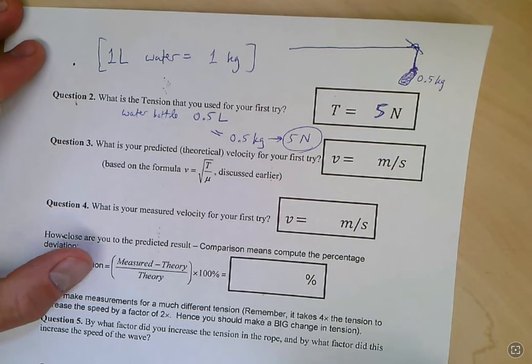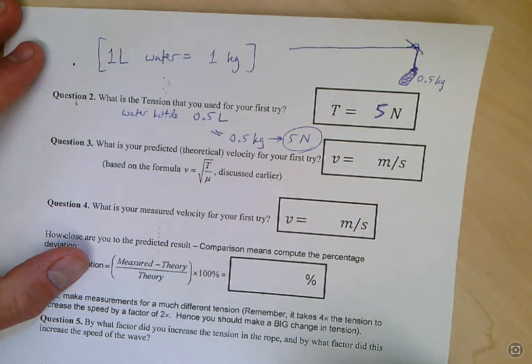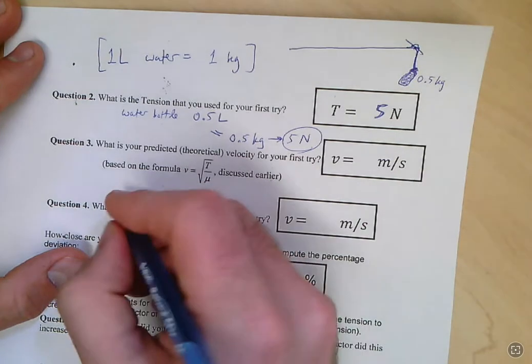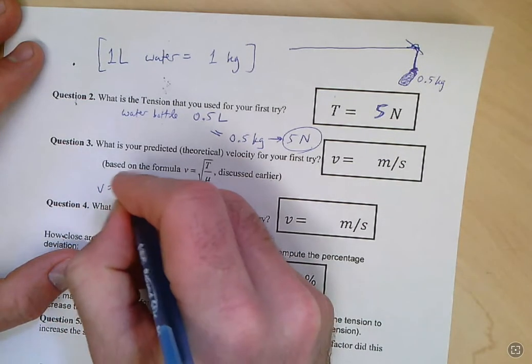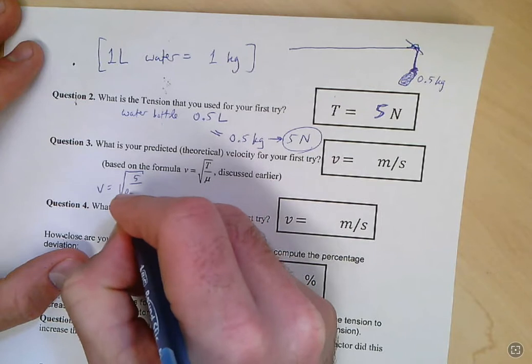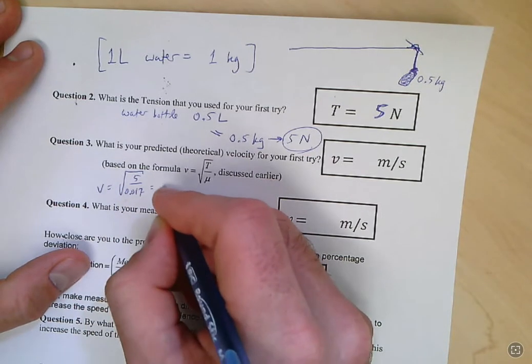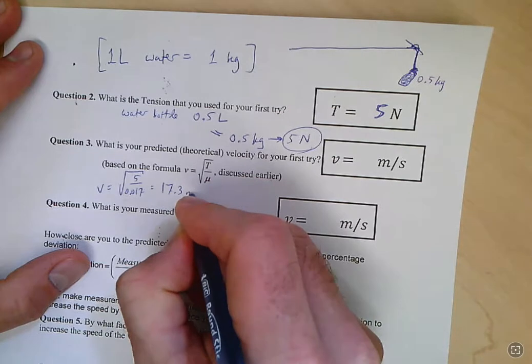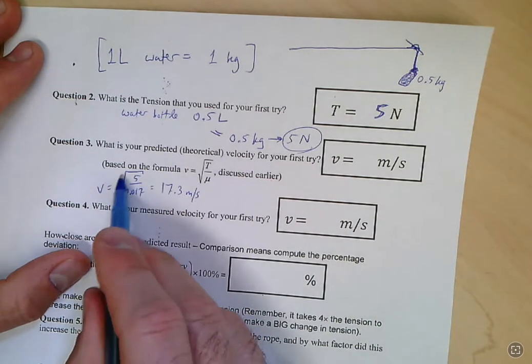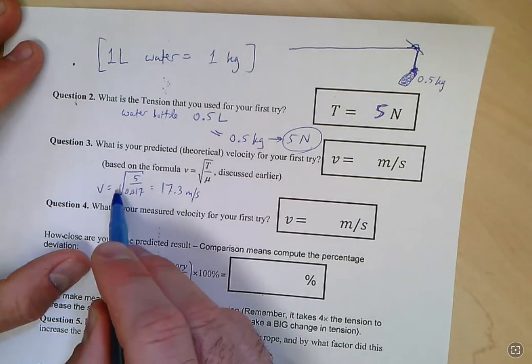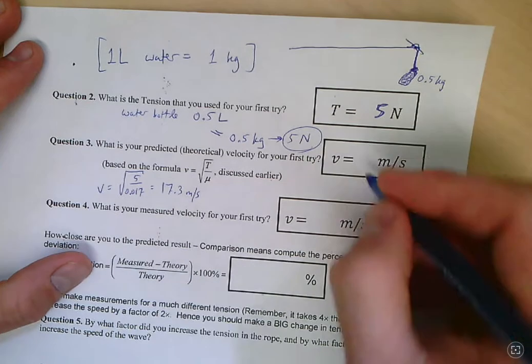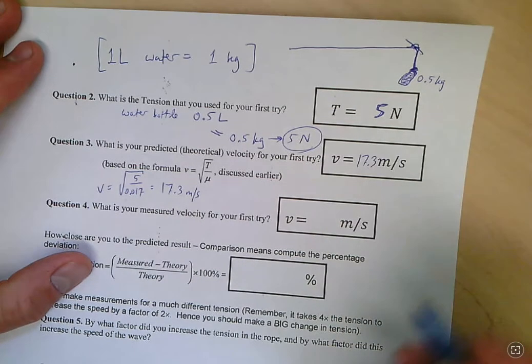Okay, so let's use these two numbers then. We have a mu, which is 0.017, and we have a tension, which is 5. So if we use this formula here, we'll do square root of 5 divided by 0.017. And if I put those numbers together, I'll get 17.3 meters per second. Don't forget to take the square root. So if you did 5 divided by this, then you have to also take the square root. We'll get 17.3 meters per second.